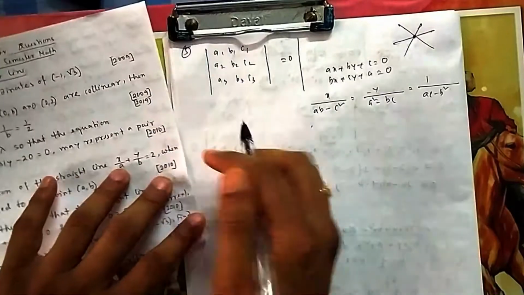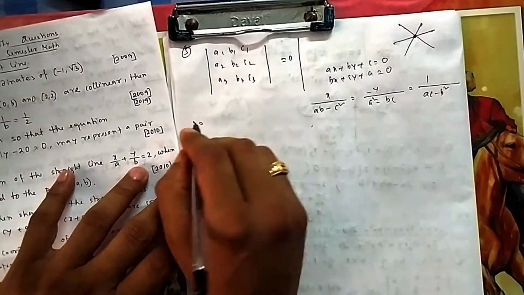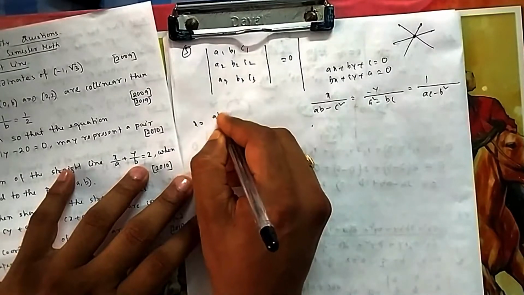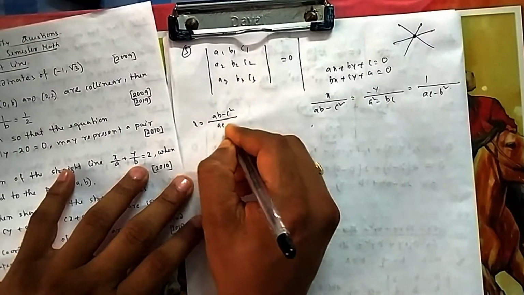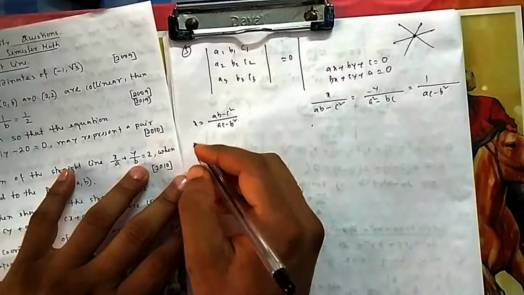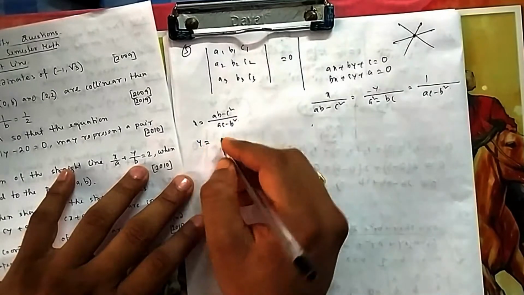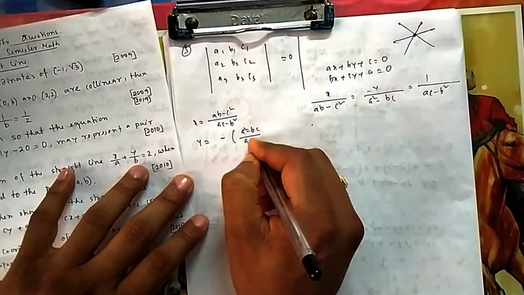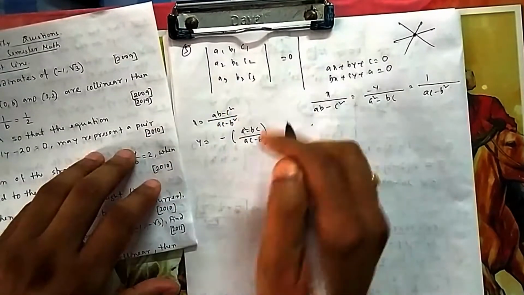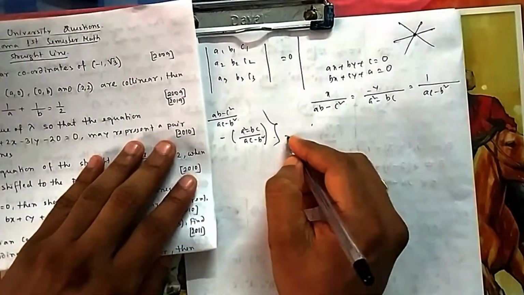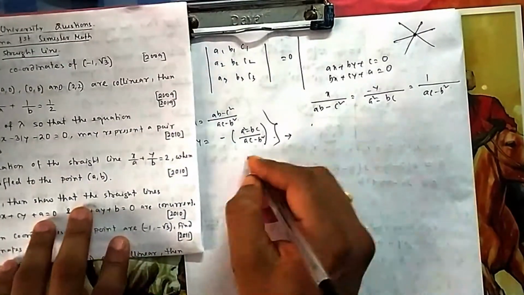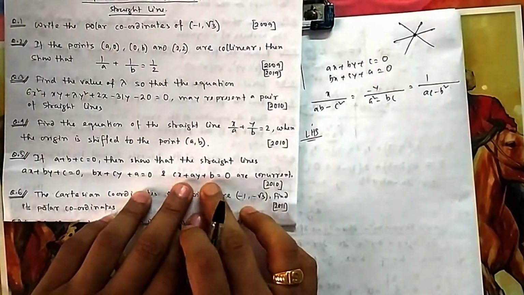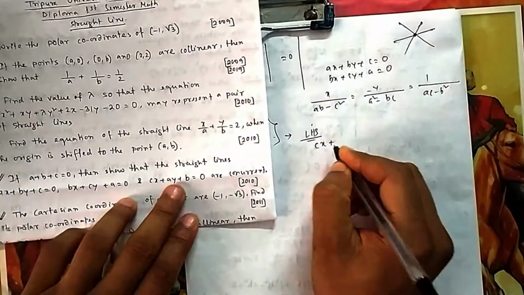So what will be your x? Your x will be equal to ab minus c square by ac minus b square. Okay, this is your x. What will be y? Y will be equal to minus a square minus bc by ac minus b square. So put this x and y in the third equation. What is your third equation? On the left hand side, this is your LHS. This should be equal to 0 if you put it there.